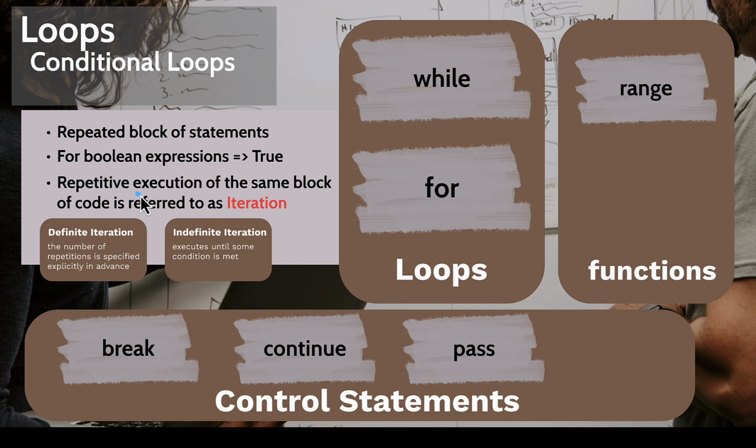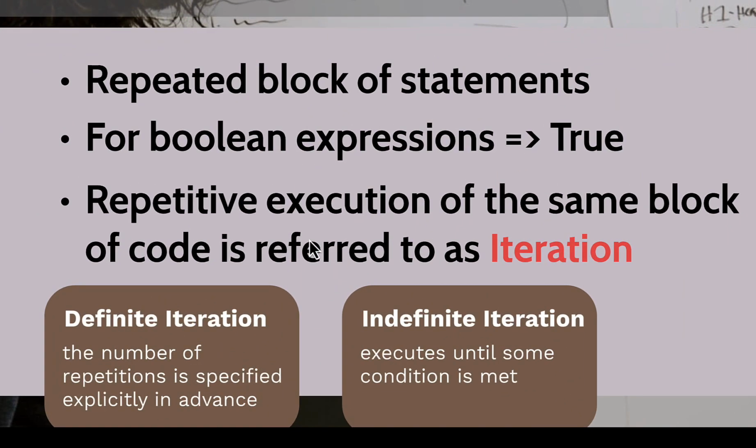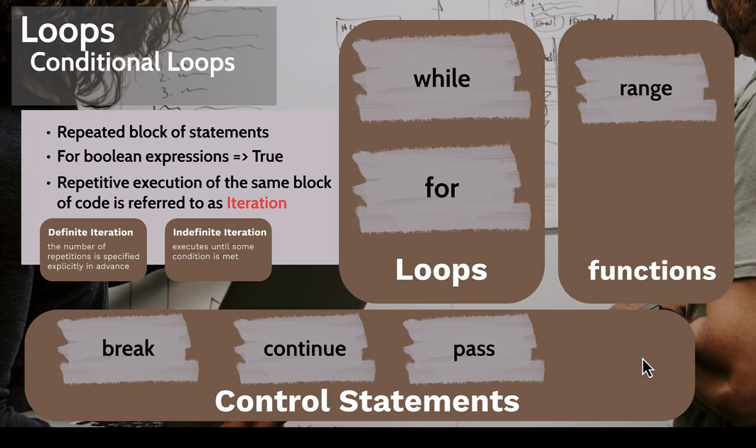And it is a repetitive execution of the same block, and this code is going to be referred to as an iteration. So if we take a look at what iteration components are going to be. One, we have a definite iteration, so we have a number of specified repetitions that is executed. Typically this is done with some kind of list, and we'll get into what lists are in a moment there. And we also have an indefinite iteration, so it executes until some kind of condition is met. So it really depends on the scenario of what we're trying to accomplish.